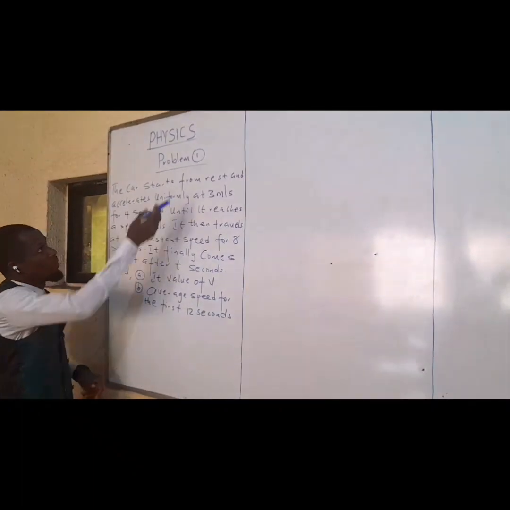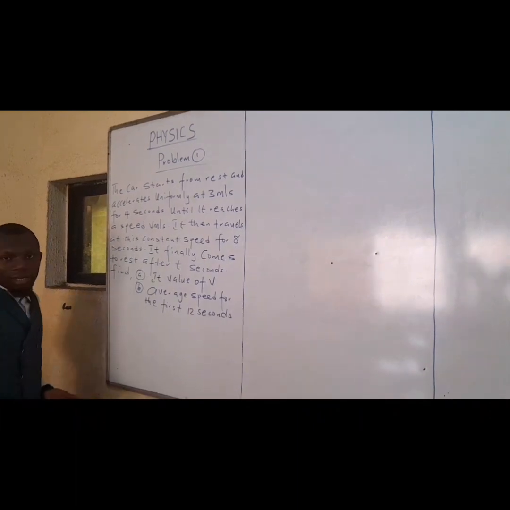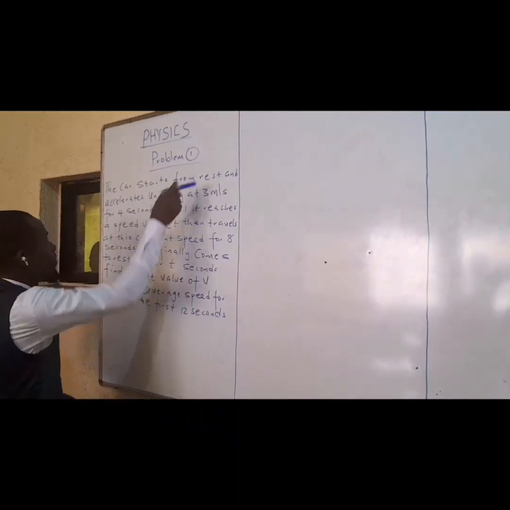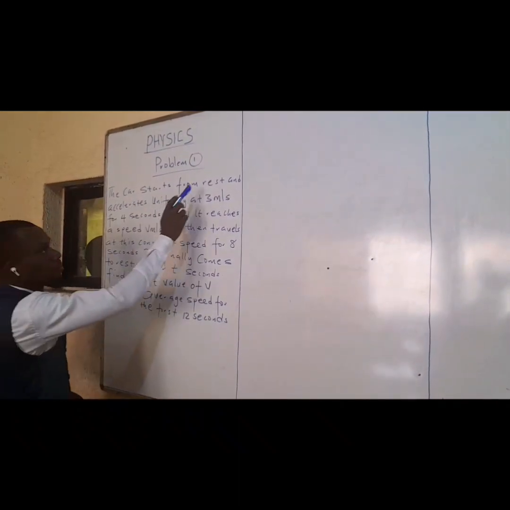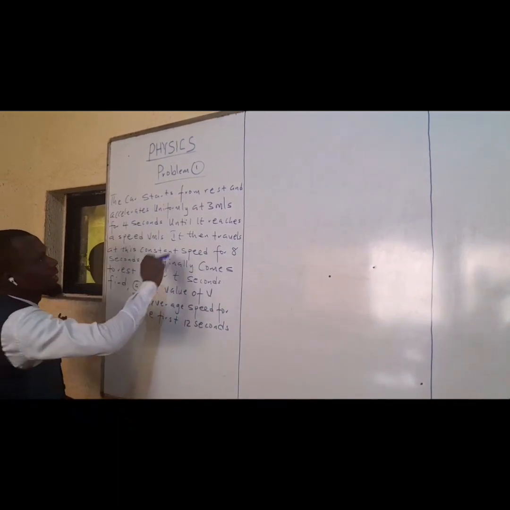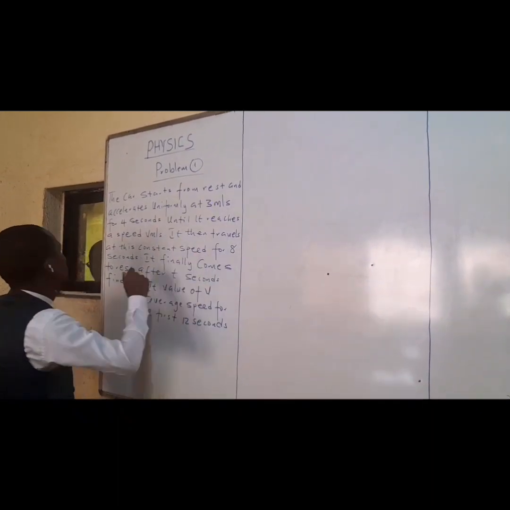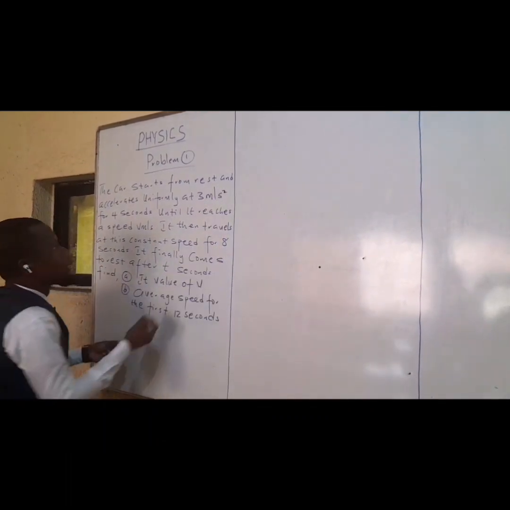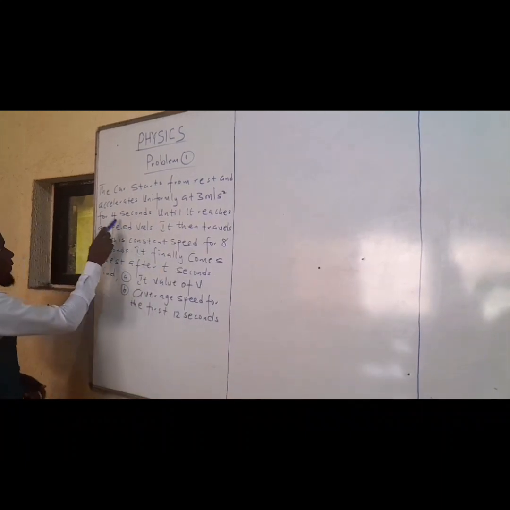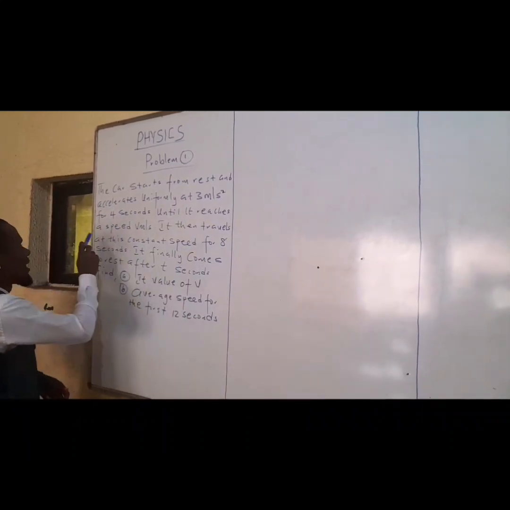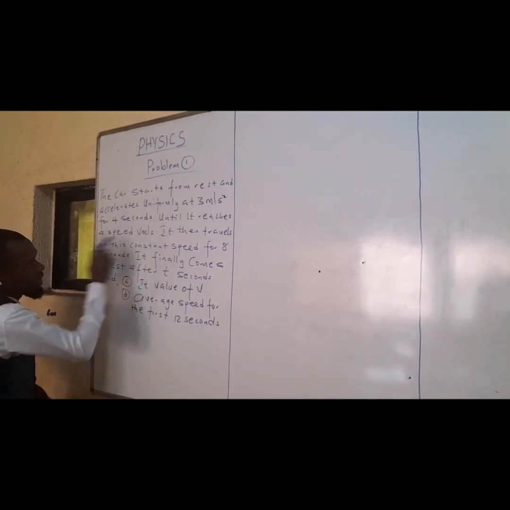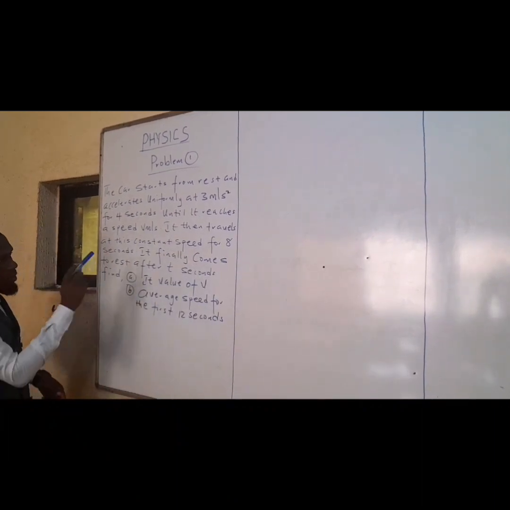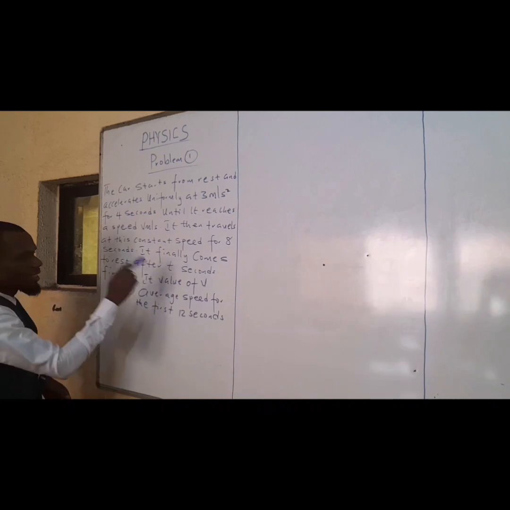Okay, I have a problem with me here. Like I've said earlier, the problem is strictly on speed, time, graph. So, problem 1. The car starts from rest and accelerates uniformly at 3 meters per second square for 4 seconds until it reaches a speed of v meter per second. It then travels at this constant speed for 8 seconds. It finally comes to rest after t seconds.